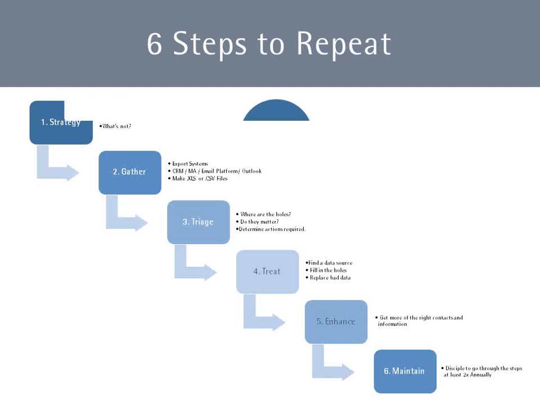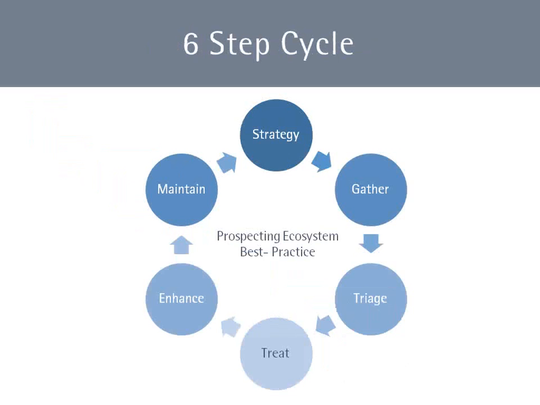So rather than just 6 steps, I like to look at it as 6 steps to repeat. And if you're a fan of cycles, here's how it looks in a cycle. So get the right strategy, gather the information together, triage where the problems are, treat it. Enhancing is really just adding, getting more of the right types of people and the right types of information. And then the maintenance cycle is just going through that process over and over again.